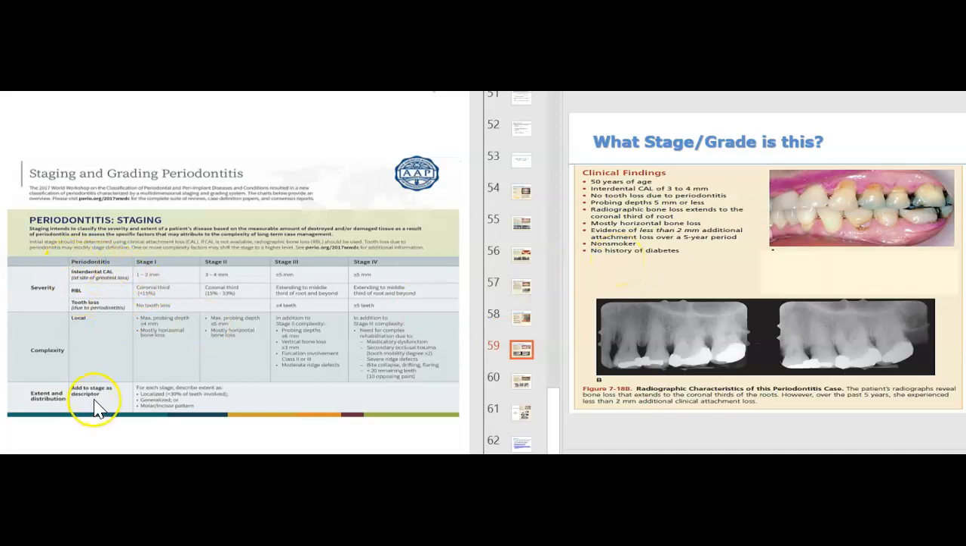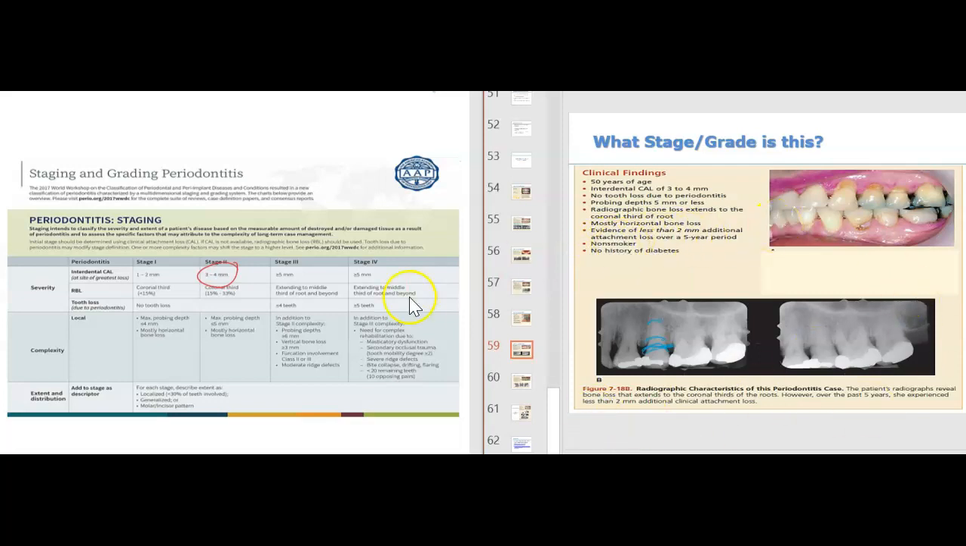Okay, so let's go through these categories again. Interdental CAL, 4 millimeters was the highest, so that puts us in this category. Not 1 to 2, and it wasn't 5, the highest was a 4. Radiographic bone loss extends to the coronal third of the tooth. Remember, coronal basically means towards the crown. So this is coronal, this is middle, and this is apical. Coronal is somewhere around here. So the bone level is really close to the coronal section, or the coronal side.